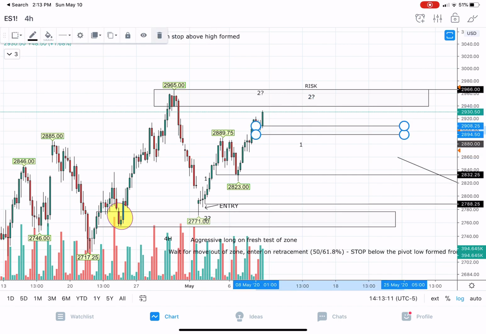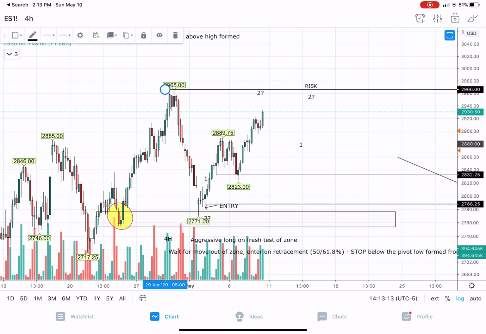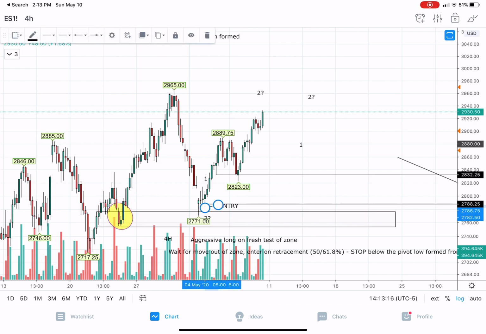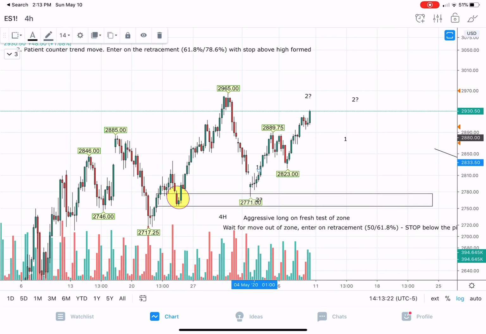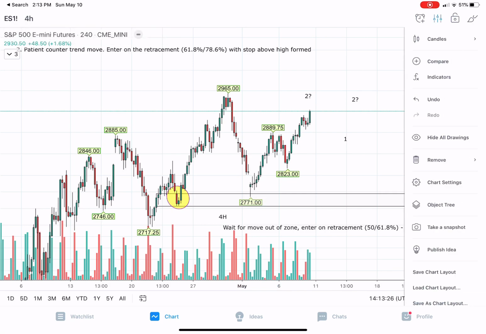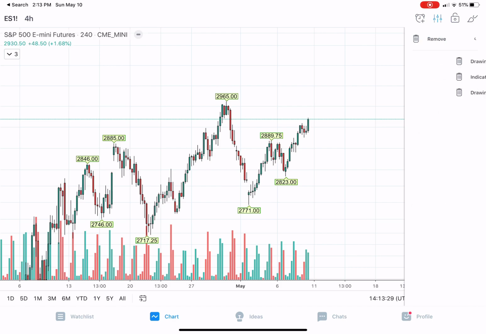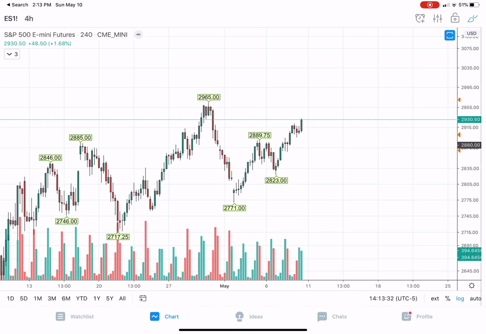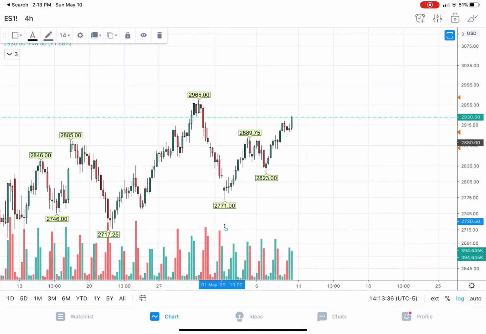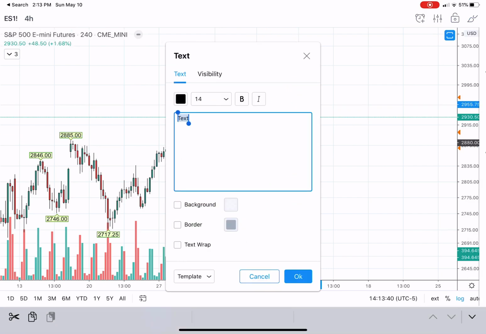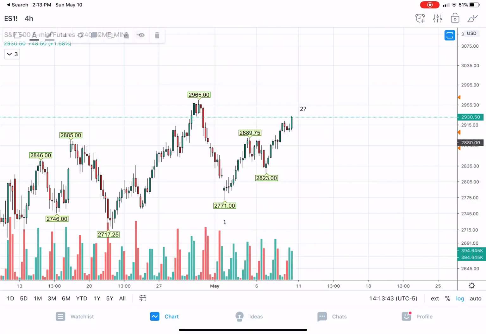Let me delete these boxes. Too much noise. Or I can just do this. No, remove drawings. So let's say that this is in fact a wave 1, and we are just making a wave 2 retracement up here, and the market does try to hit this rally base drop demand up here.